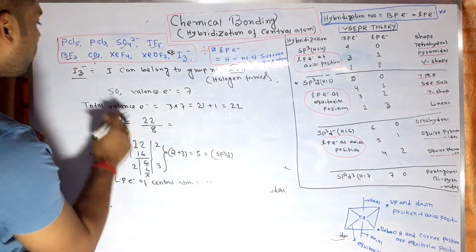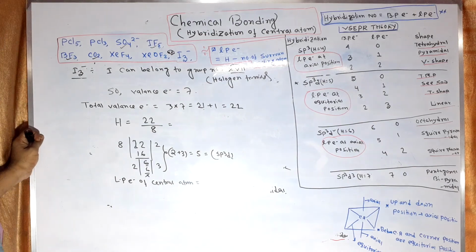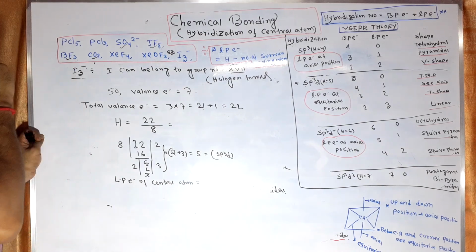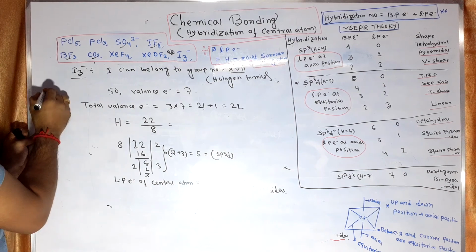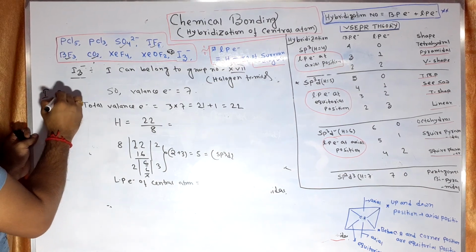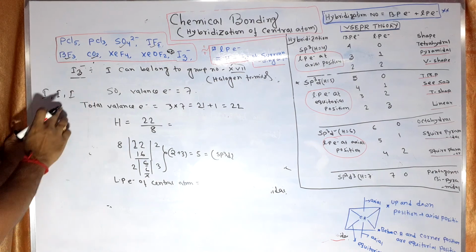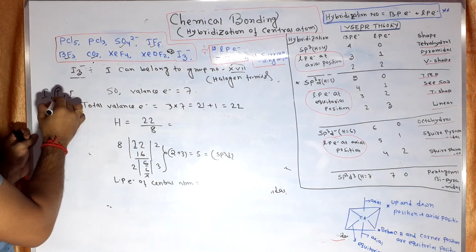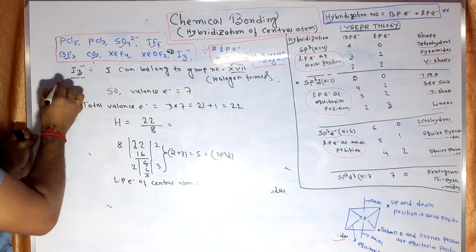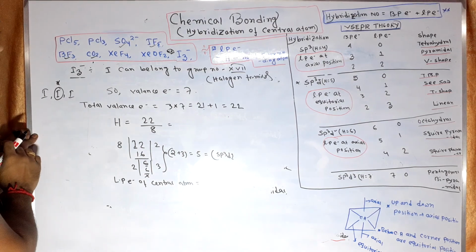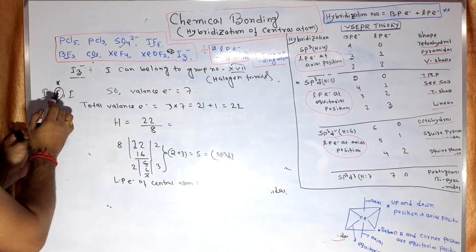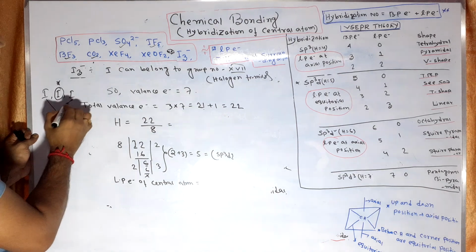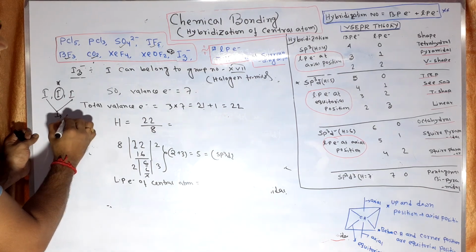Hybridization number minus surrounding atoms. This is the main important portion. What is the number of surrounding atoms? In I3 minus, there are total 3 iodine atoms. Total 3 iodine atoms are in this species. So one must be the central atom, because the central atom has the lower electronegativity. Then one is the central atom, and the remaining 2 are surrounding atoms.